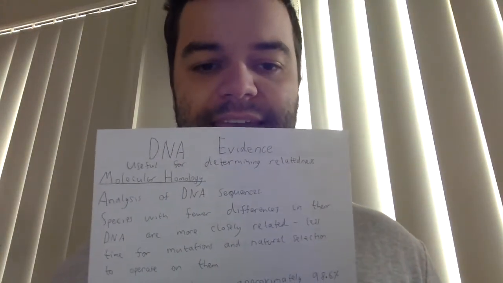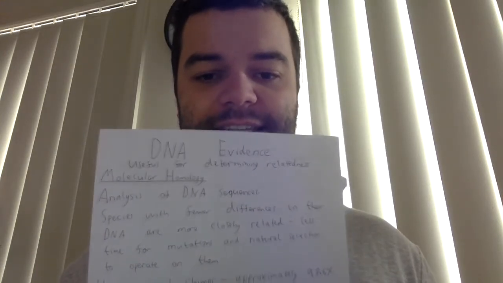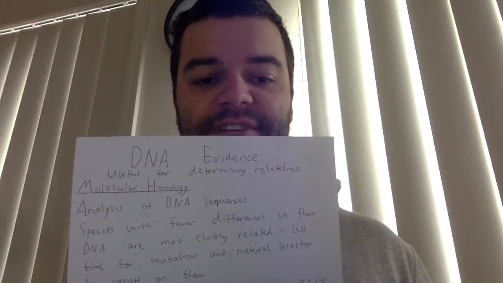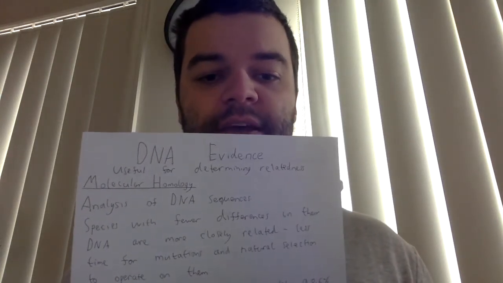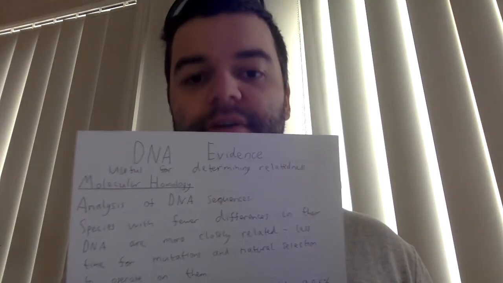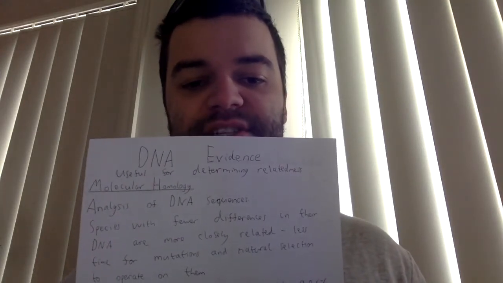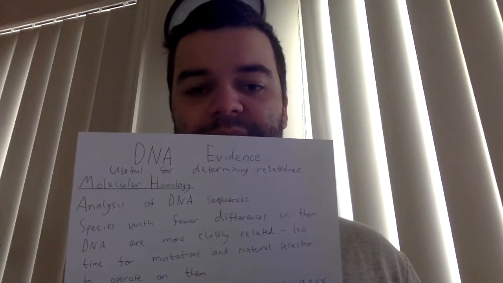So now we're just moving on quickly to looking at DNA evidence. So DNA evidence backs up looking at relatedness between species. It can help us indicate if our ideas on how related species are is correct. So the first thing we may want to look at is called molecular homology, which is basically analysing DNA sequences of species. And species that have fewer differences in their DNA are more closely related. If they only branched off or speciated relatively recently, there's less time for mutations and natural selection to operate on them, and therefore their DNA is more similar.